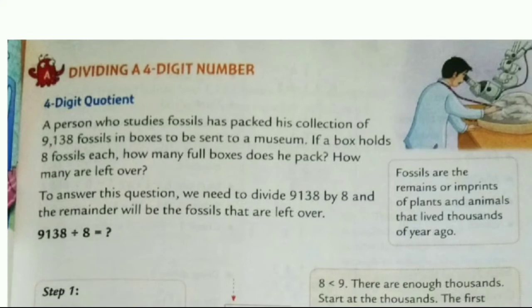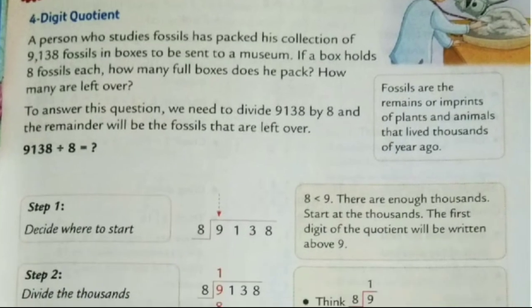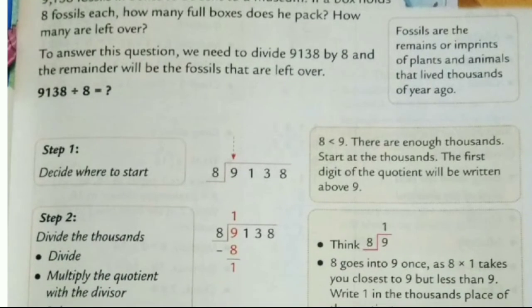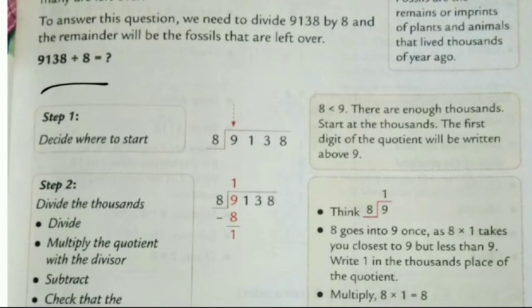Next, dividing a 4-digit number. In this one, some rules are there. So we will do it step by step. The question is 9138 divided by 8. So first decide where to start. In this one, 8 and 9. So we know that 8 is less than 9. It means we start from the 1000 place.